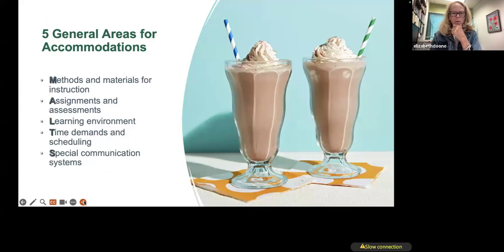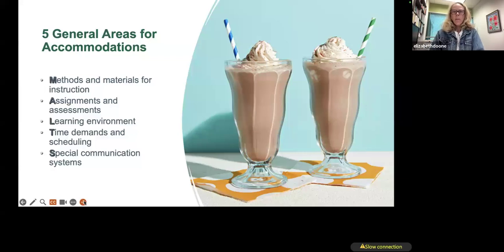So how do we remember all the different accommodations that we can provide students? In the US, we have this thing called a malt. It's like a milkshake, but it's a malt because it has a little malt powder in it. So I have a visual of a malt to ingrain that in your head, and also to help you remember the acronym, or the mnemonic, for the different ways that we can accommodate learners.